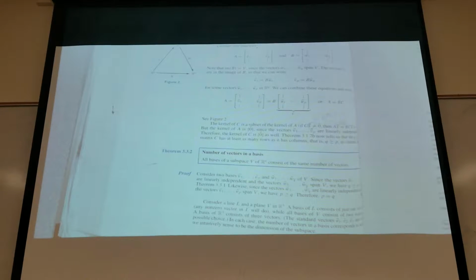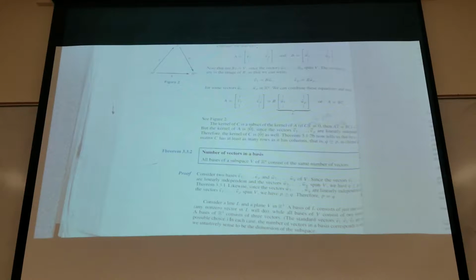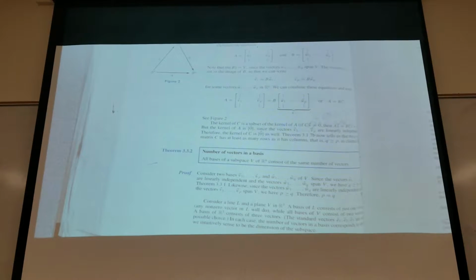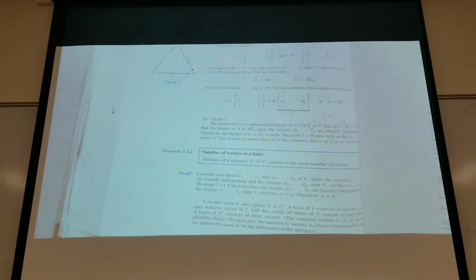Now, the way to do this is, first of all, these span V, and these also span V. Another condition is that these are linearly independent. Here, W1 through Wq are also linearly independent. Then we use these conditions to show that p and q are the same.